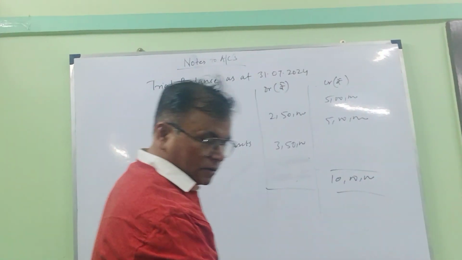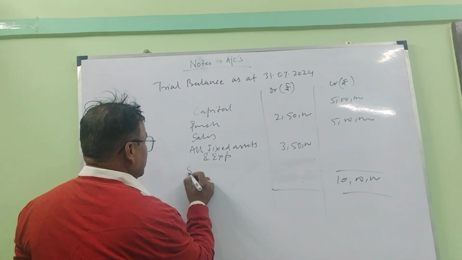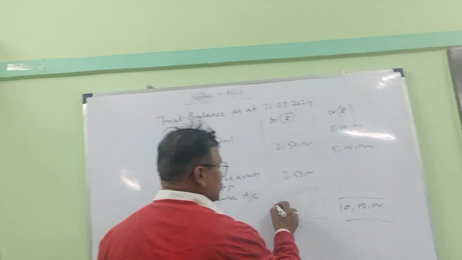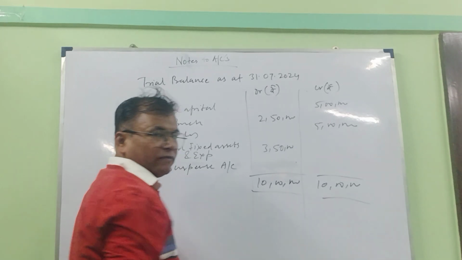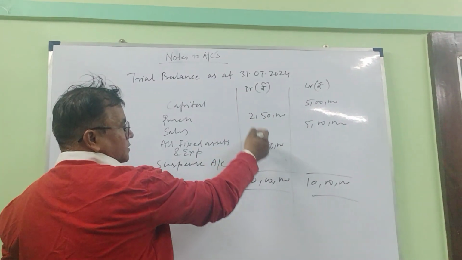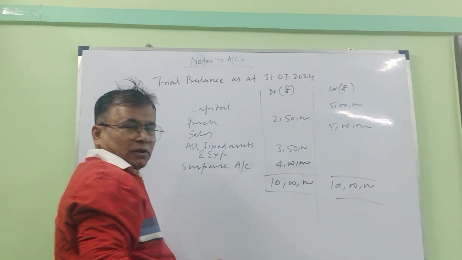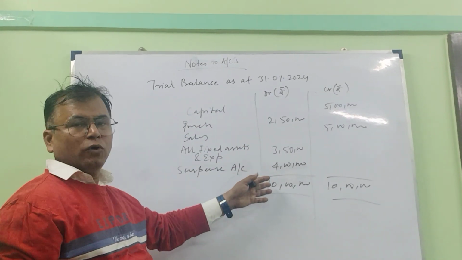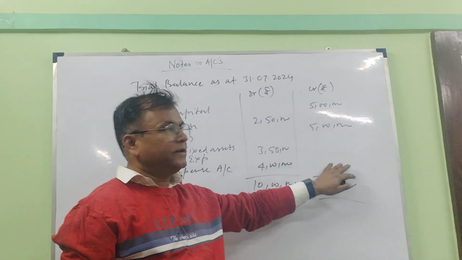Suspense account will be placed here. Temporarily, we place suspense account on the debit side to let this trial balance tally with 10 lakh, because on this side we have 10 lakh and on this side we do not have 10 lakh. This is 6 lakh. So 4 lakh will be suspense account. Now suppose our debit side is more and credit side is less, so the same suspense account will be shifted to the credit side.